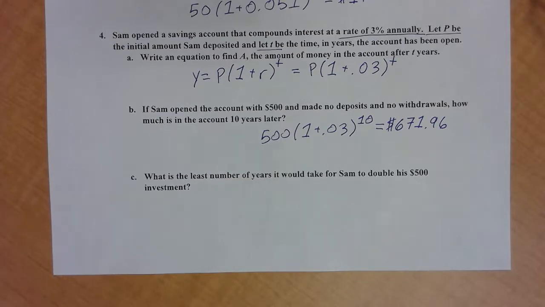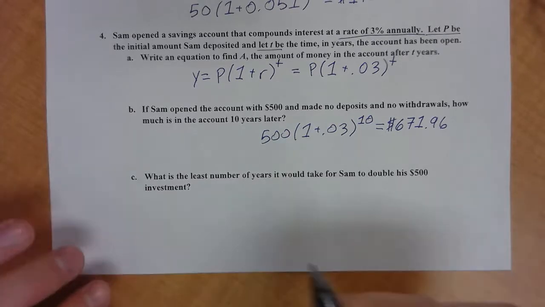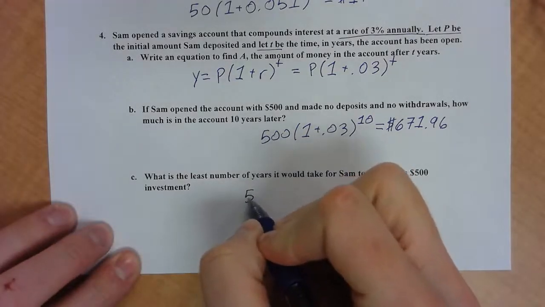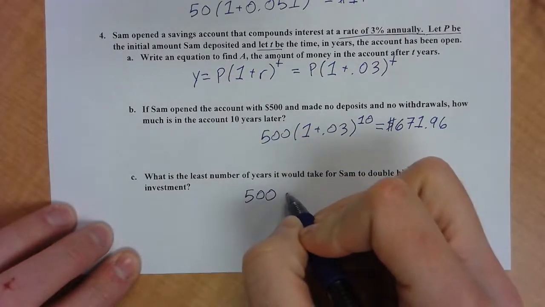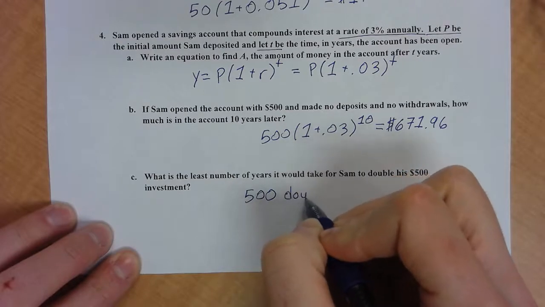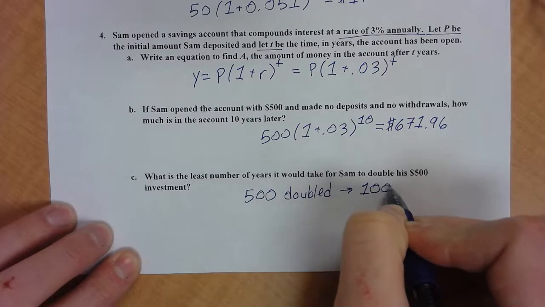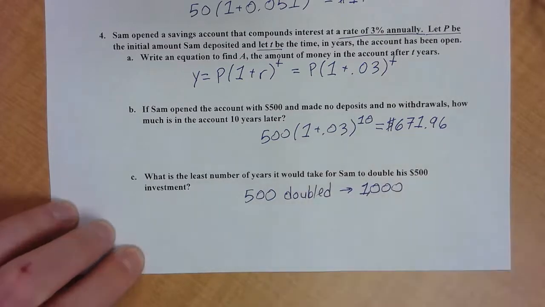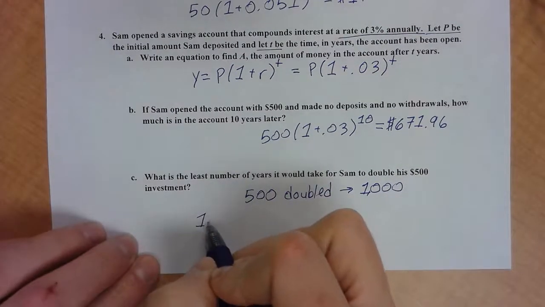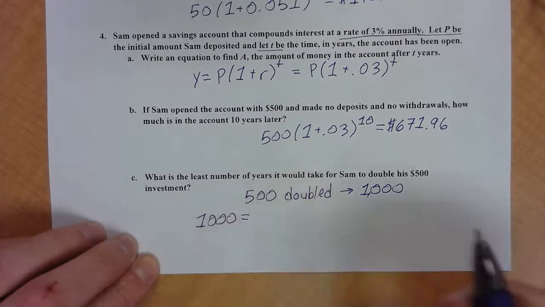What is the least number of years it would take for Sam to double his $500 investment? So there are a few ways to do this, and we're going to do it all on paper here, as you would expect from me in class, I would say. So if we are starting with $500, doubled would become obviously $1,000. So we're trying to see when it's going to equal 1,000.